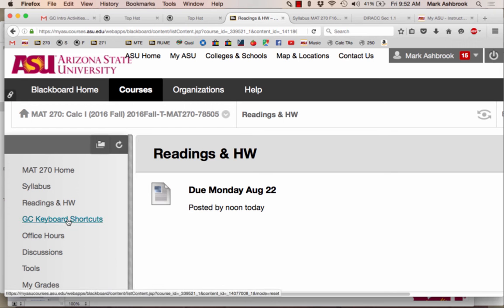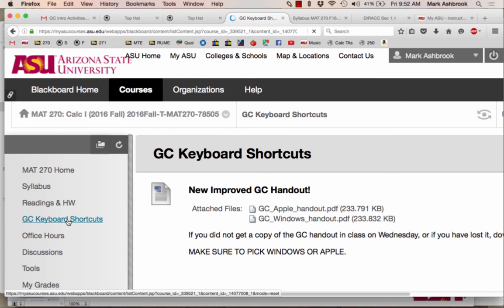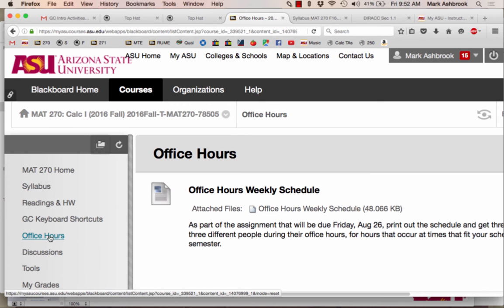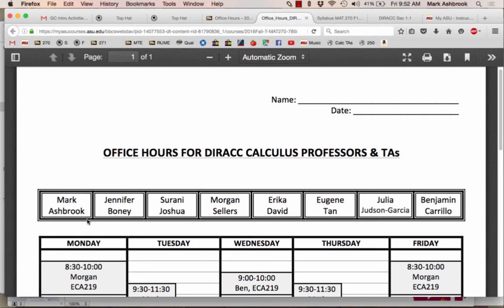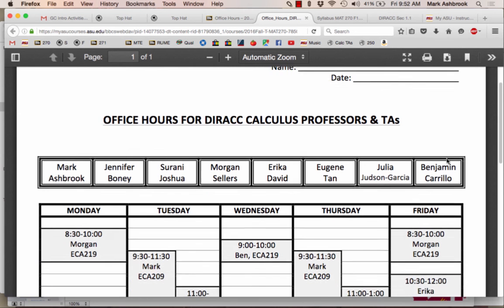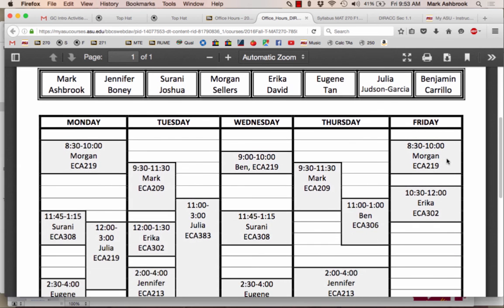Next, GC keyboard shortcuts. We'll see that when we get into GC, that'll be more important. Right now, we don't have to think too much about that. Office hours. So there are my office hours, which you saw there, 9:30 to 11:30 Tuesday, Thursday. But there are actually 3 different instructors teaching this version of 270 and all of our TAs. So 1, 2, 3, 4, 5, 6, 7, 8 resources for you. 8 people who are familiar with our particular course.